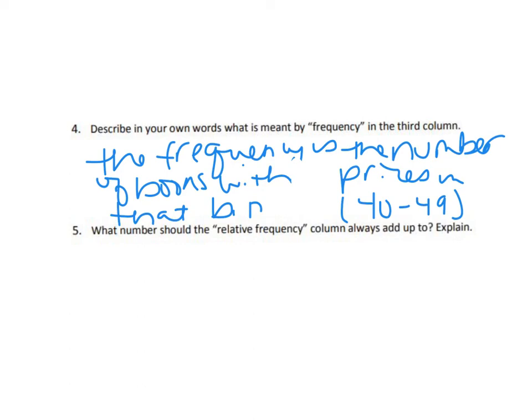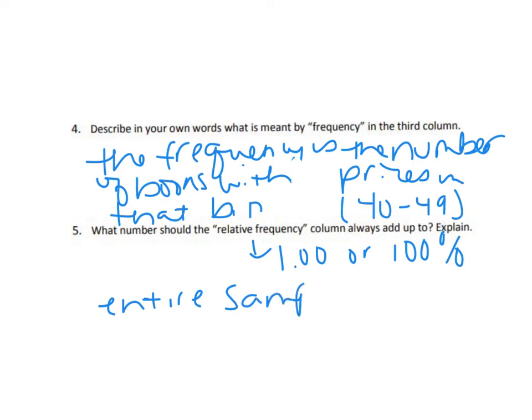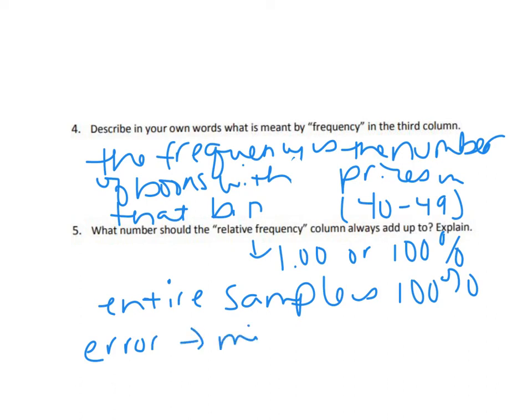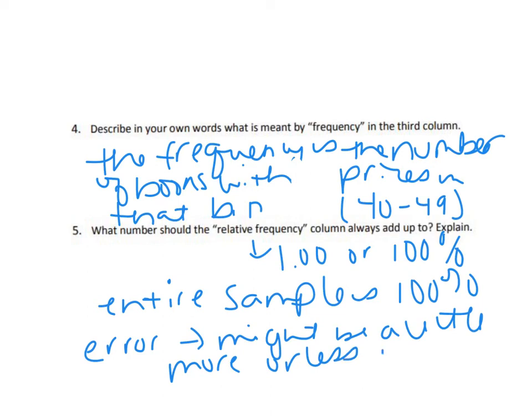It says, what should the relative frequency always add up to? It should always add up to the number 1. Or if you're looking at the percentages, it should always be 100%. So your entire sample is basically 100%. And remember, there might be some error, so it might be a little more or less than 100%. So it might be like 98 or 99, depending on your decimals.